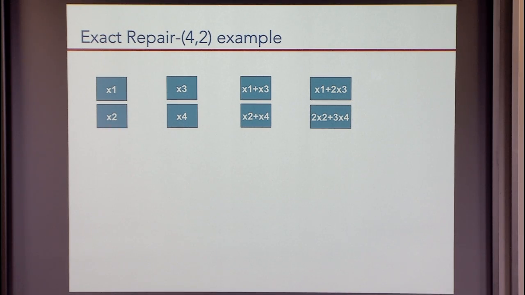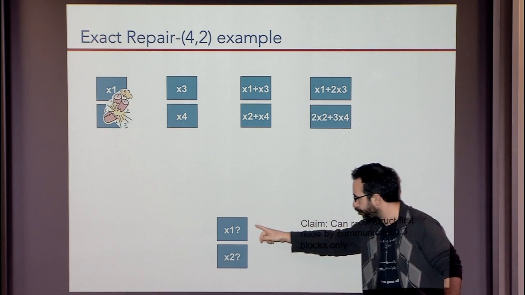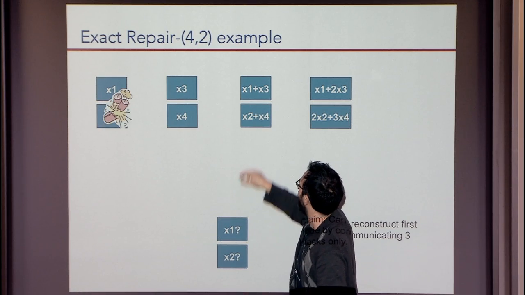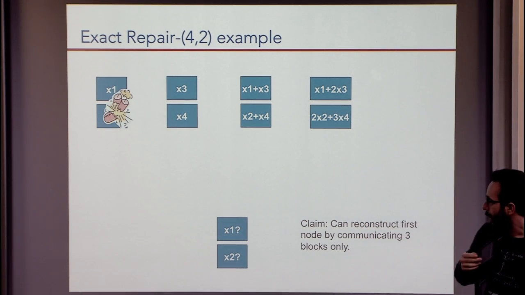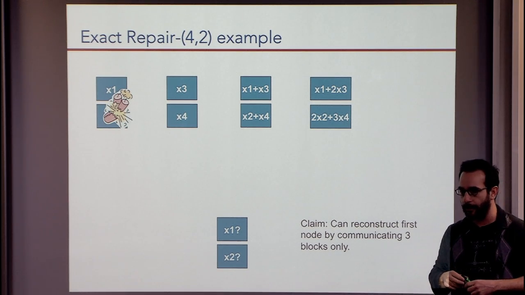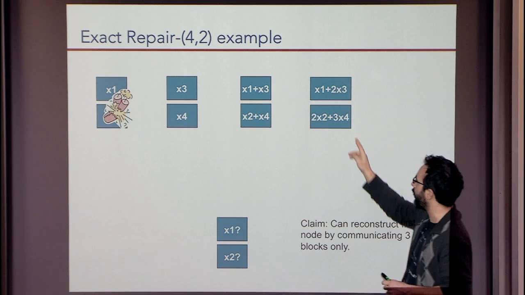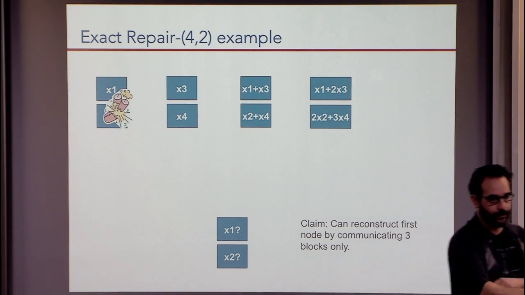Okay, now I lose the first node and I need to recreate it here. The trivial thing to do would be to send, for example, these 2 packets and these 2 packets, totally sending 2 symbols, right? And I claim I can do it with 1.5 symbols, which means I can do it by communicating 3 of those packets. Okay. Can I do that?